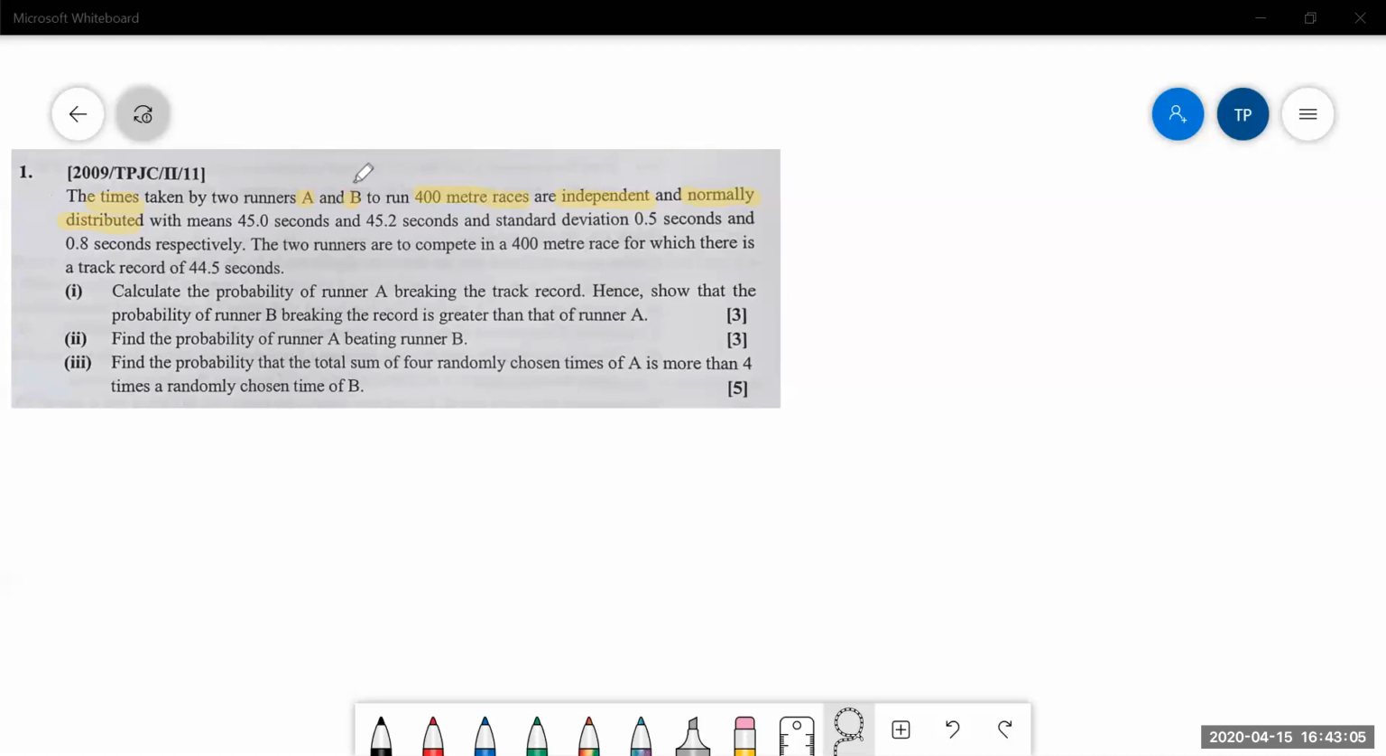Okay, carrying on. So we have A and B. They run a 400-meter race. Their timings are independent, meaning even if you are overtaking me, I don't care. I will still run as per normal. I won't feel anxious. I will still feel the same.